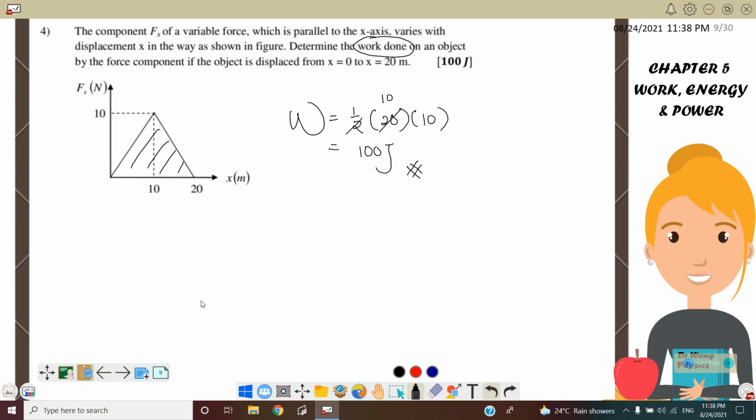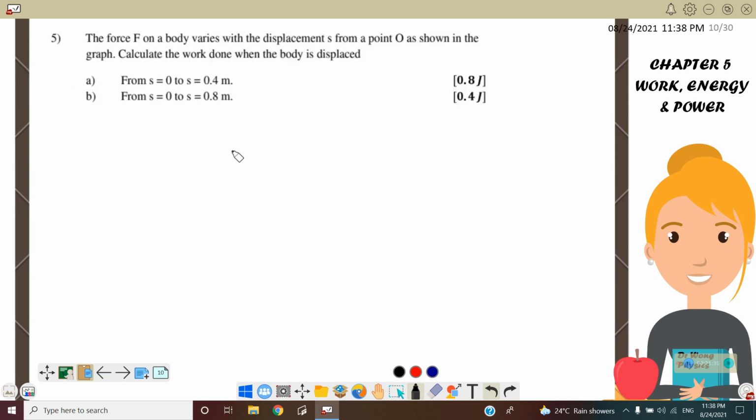Question number 5. The force F on the body varies with the displacement from point O. We need to find the work done when the body is displaced from 0 to 0.4. So we need to divide it into two parts. The first part is A, the second part is B. Here S equals 0 to 0.4. We find A first, so the area under the graph for A is the part that we want to find first.